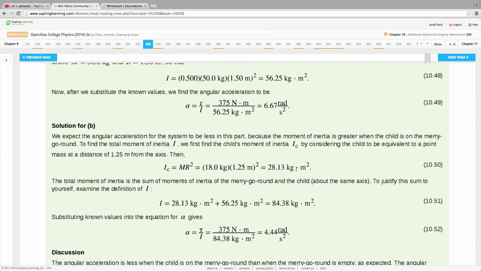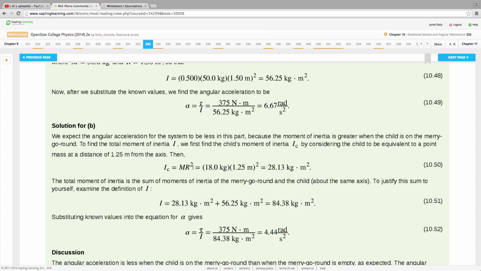In part B, they want to change it, because we're going to put a child on the merry-go-round. Now we're going to have a kid on there. When you have a kid on there, it's like adding a mass, except instead of adding a mass, we're going to add some moment of inertia. So we're going to calculate the moment of inertia of the child, and we're going to add that to the moment of inertia for the merry-go-round.